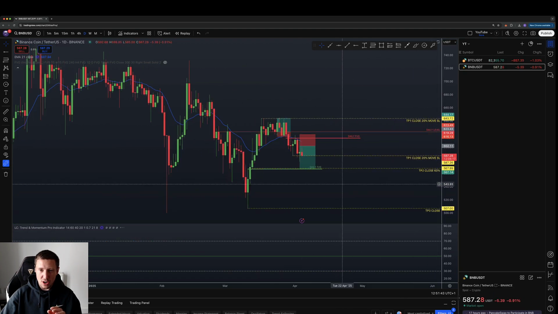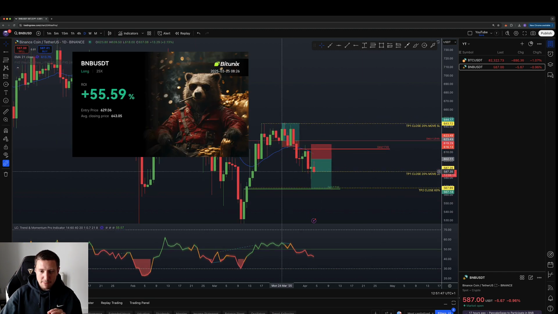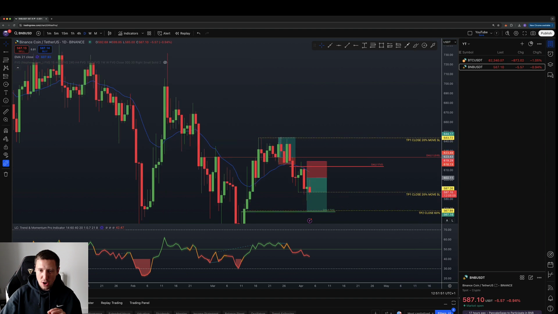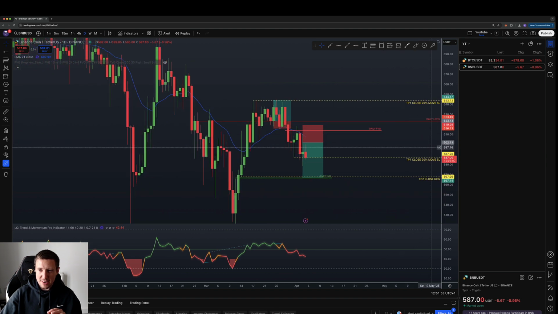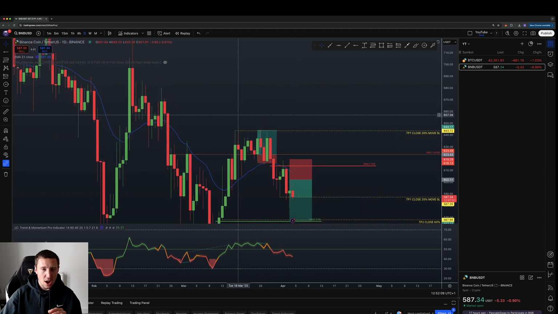So the first one was a long, which unfortunately only hit TP1. So again, this was on BNB. So we used this daily level of structure at $619. We'd reclaimed it, as you can see here, holding it as support. We were holding the moving average 21 as well. So we jumped into a long here at around $625. The RSI is above 50, so I thought we would continue to trend higher. I was ultimately aiming for these highs up here.